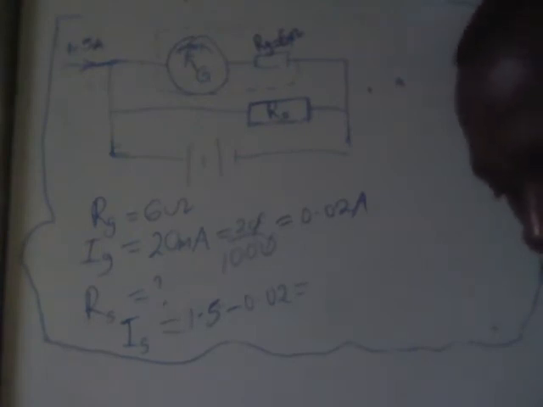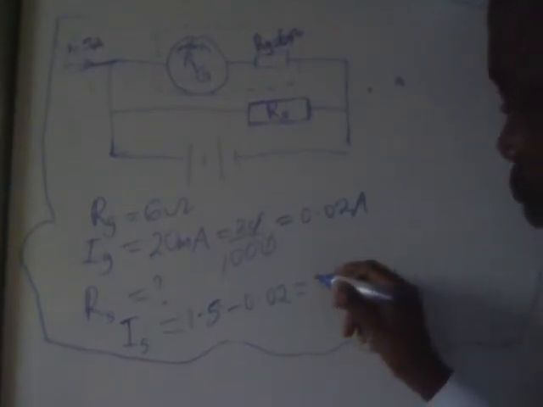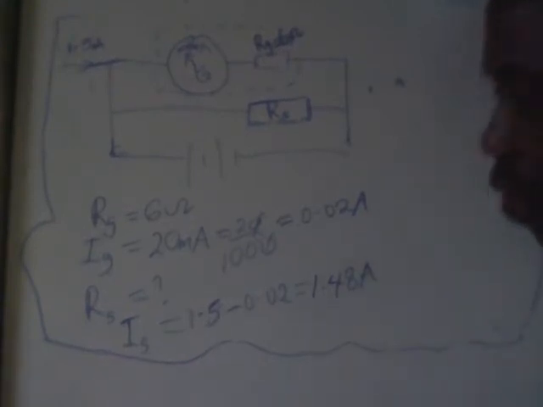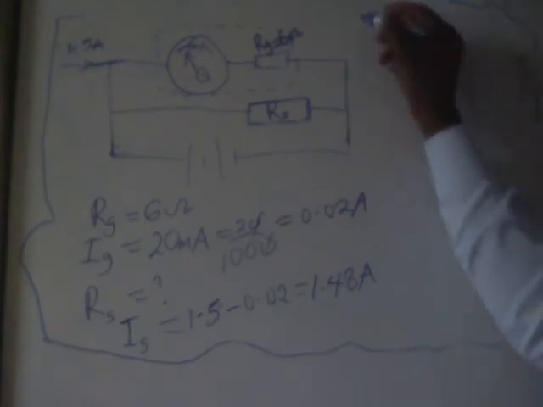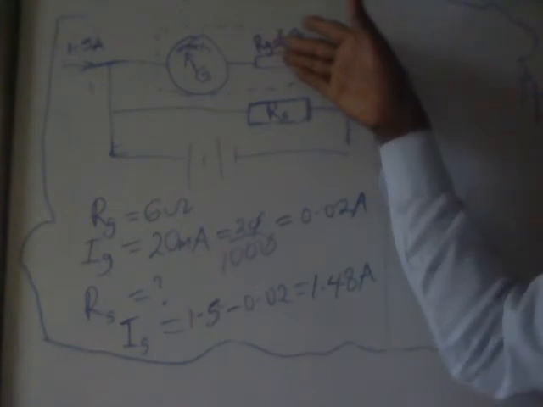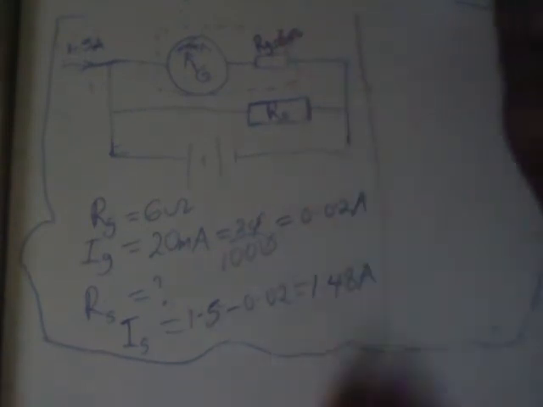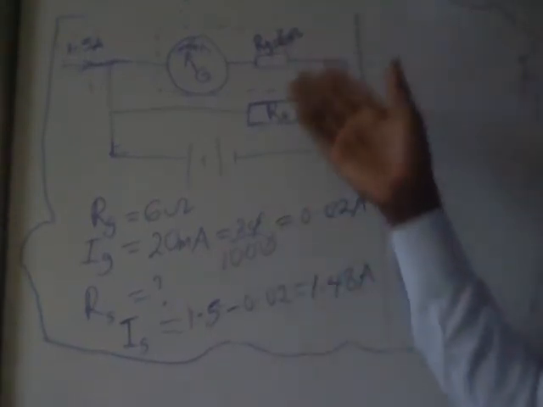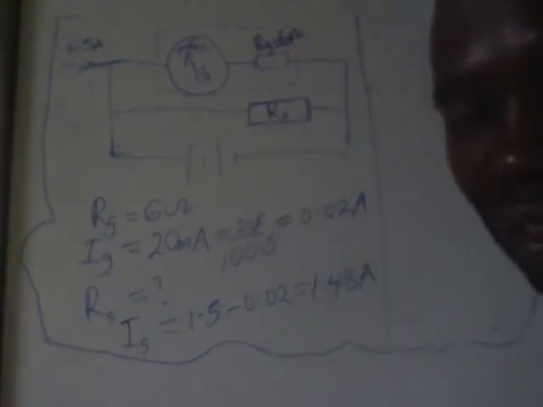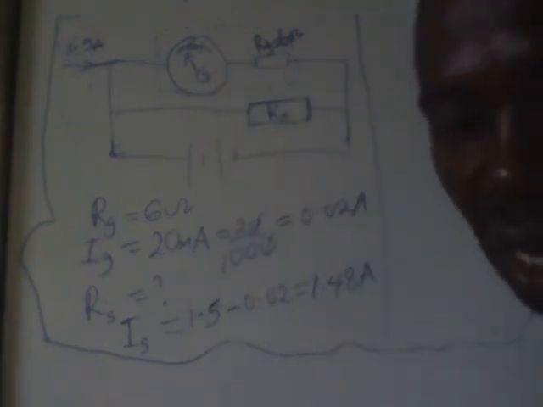So we now have 1.5 minus 0.02. That gives us 1.48 amperes. That is the current of the shunt, the low resistance. Having known that, we have used the idea of these two resistors in parallel having different currents. Let's now use the second idea: when they are in parallel, they have the same voltage. The voltage of the galvanometer is the same as the voltage of the shunt.